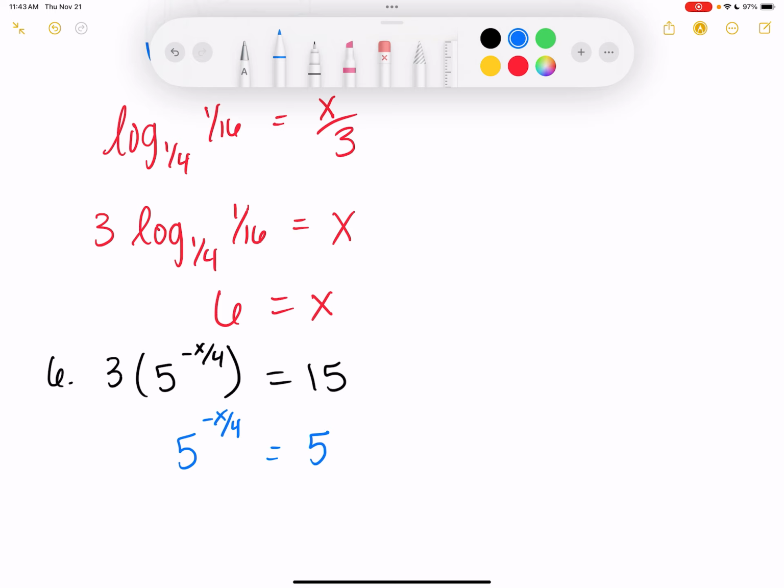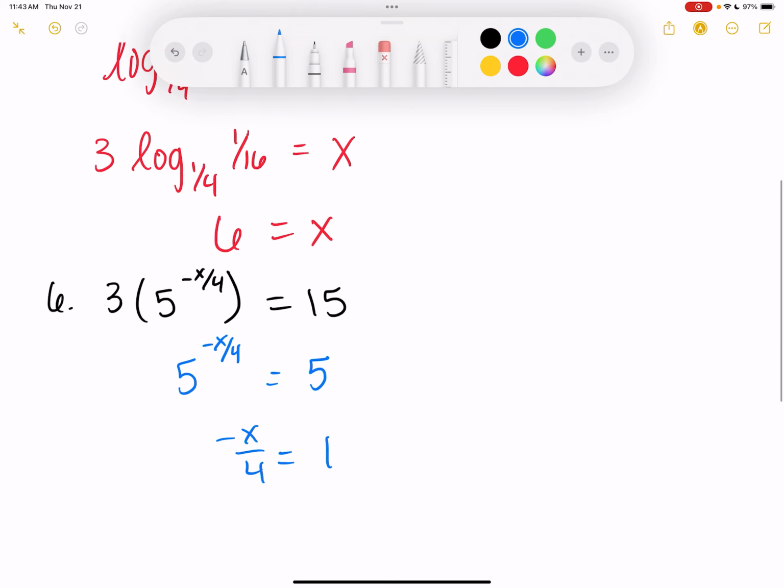Now, in this case, I don't necessarily need to use the log to solve these because these things have the same base. What does that mean about their exponent? They have to be the same. So negative x over 4 would be equal to 1. So I just need to multiply by negative 4. So x equals negative 4. So that one we didn't even need a log to solve. Now you still could have done it that way, but you would get the same answer either way. But that one's a little easier.